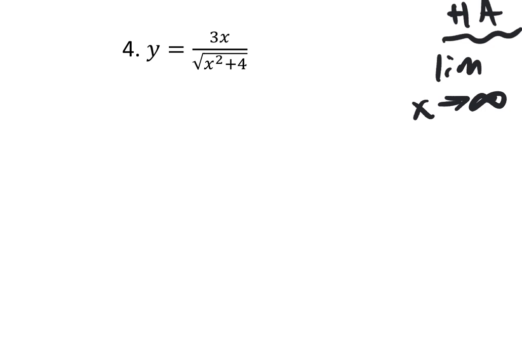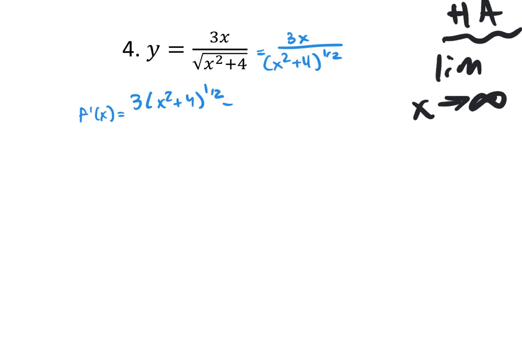We're going to be using quotient rule. I'm going to rewrite this first as 3x over (x squared plus 4) to the 1/2. So to get the first derivative of f of x, we're going to take the derivative of the top, which is 3, times the bottom, (x squared plus 4) to the 1/2. We're going to take the derivative of the bottom. It's going to involve chain rule.